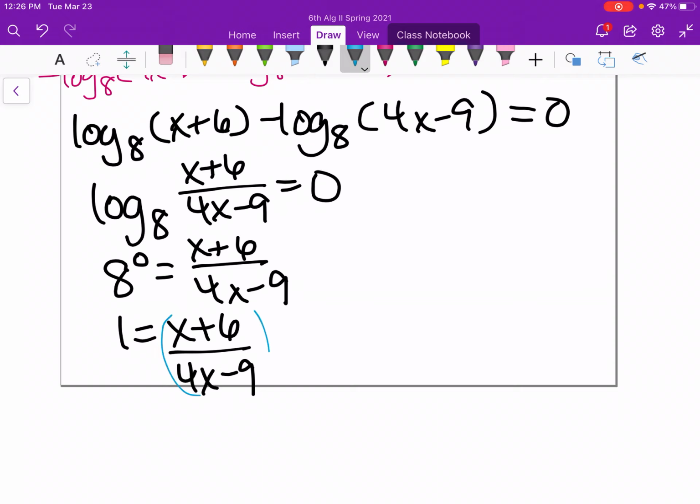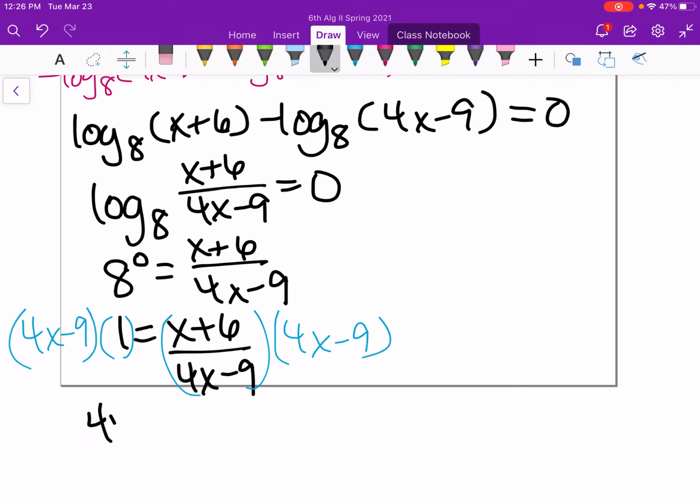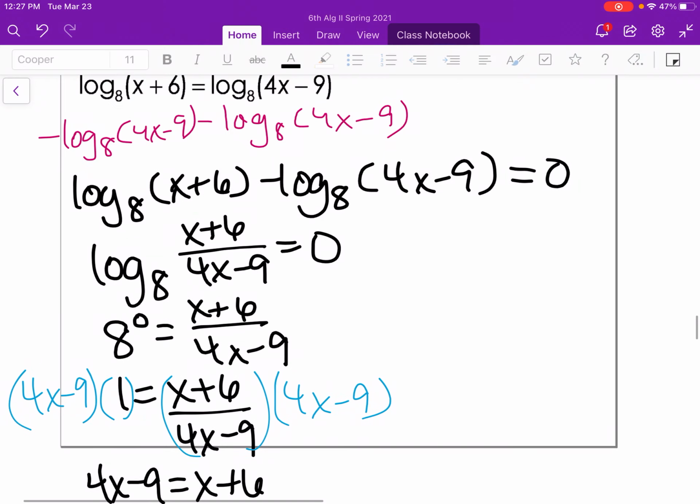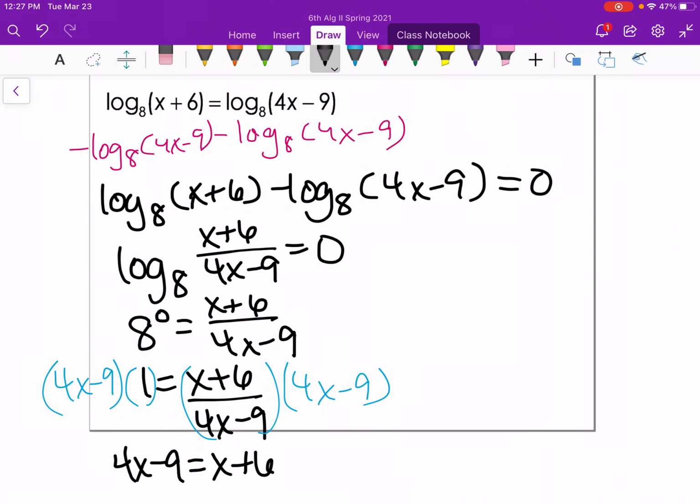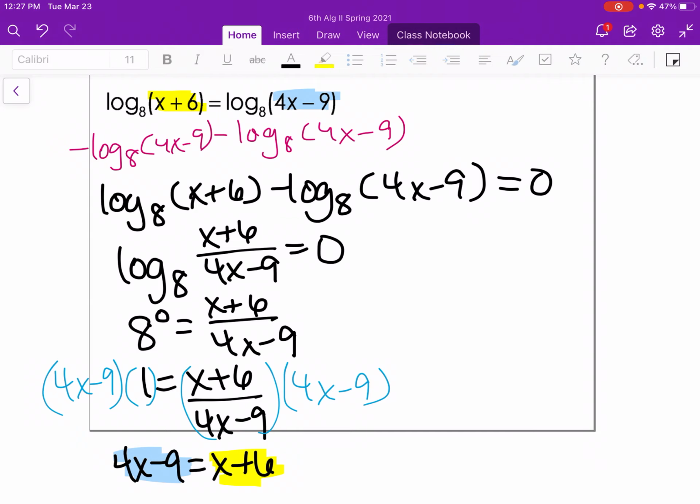And get rid of that fraction. Multiply both sides by 4x minus 9. And you get 4x minus 9 equals x plus 6. And if you look back at the original question, I have x plus 6 equals 4x minus 9. So you actually can just skip all of that, but that's why that works. And just say that x plus 6 equals 4x minus 9 because the log base 8 is equal to the log base 8. So you can just kind of get rid of it there.